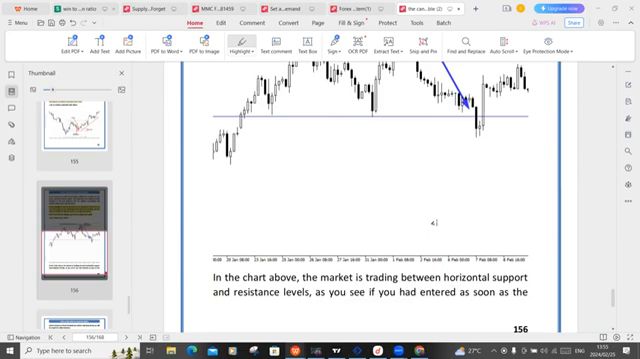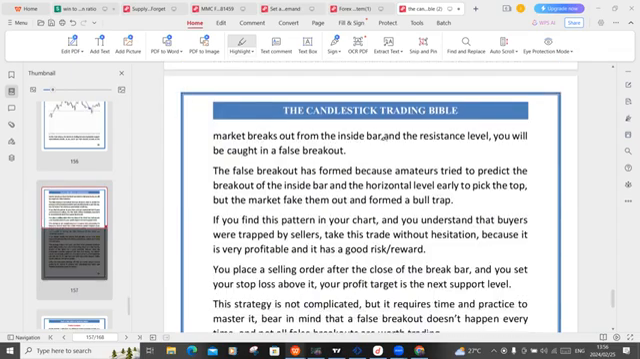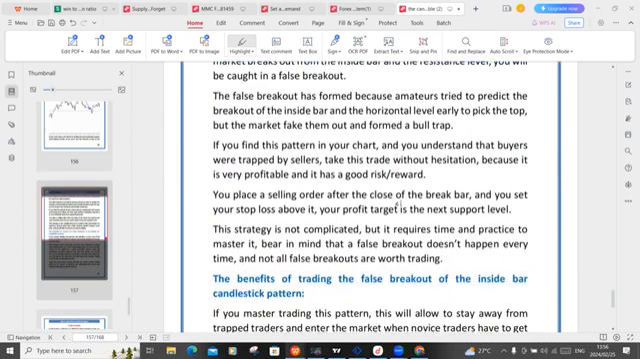So in the chart above, the market is trading between horizontal support and resistance levels. As you see, if you had entered as soon as the market breaks out from the inside bar and the resistance level, you will be caught in a false breakout. The false breakout is formed because amateurs try to predict the breakout of the inside bar and the horizontal level early to pick the top, but the market faked them out and formed a bull trap.